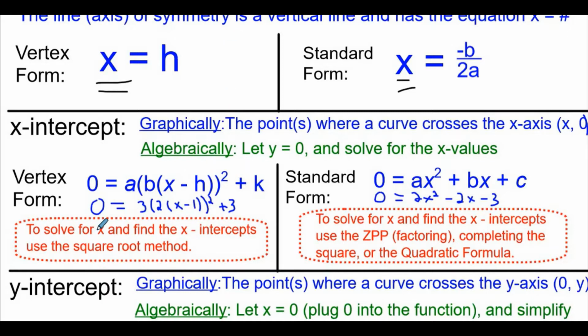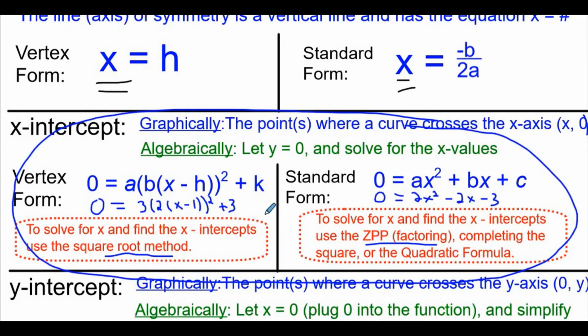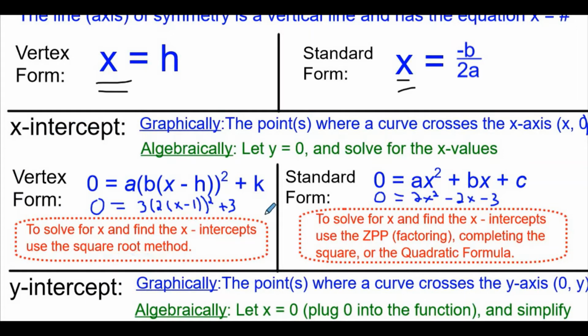So to solve for x, you find the x-intercepts using the square root method, as I just mentioned. For here, to solve for x, you find the x-intercepts using the zero product property by factoring, or completing the square, or the quadratic formula. So this part, you can really see why we had to learn how to solve before we learned how to graph. So I would pause and write down any pertinent notes that you need there.